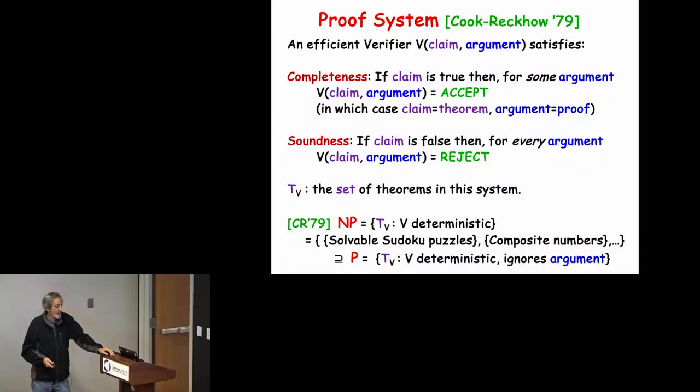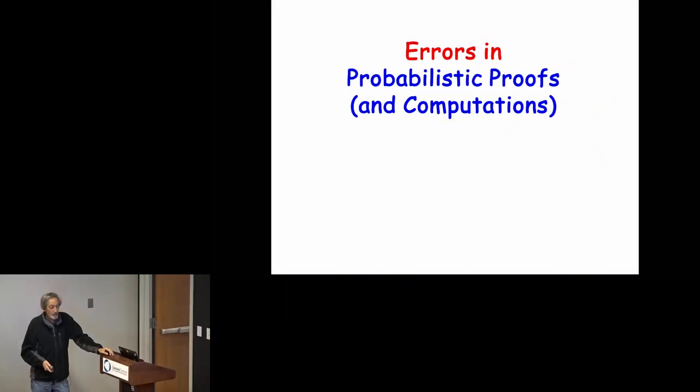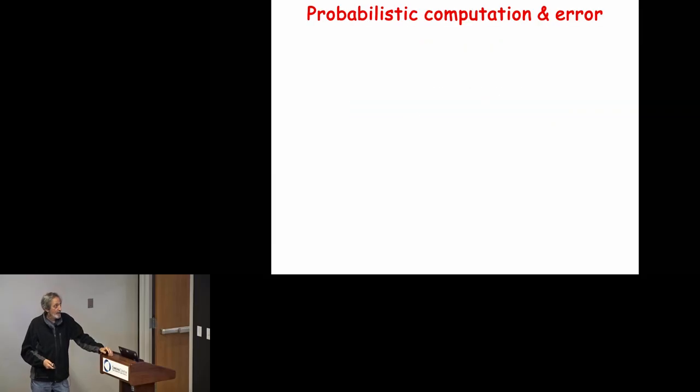This is normal proof systems in math. I want to move now to proof systems that have errors. So before them, I want to talk about algorithms that make errors, randomized algorithms. Here's a crash course. It's one page. I'm sure all of you have seen probabilistic algorithms.